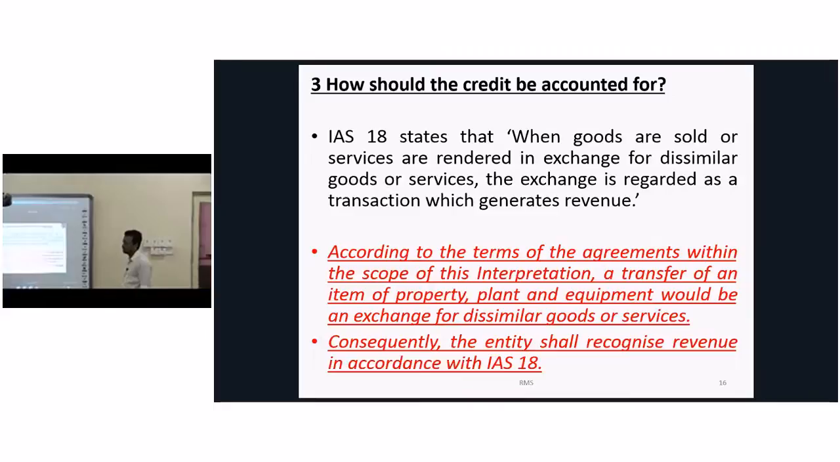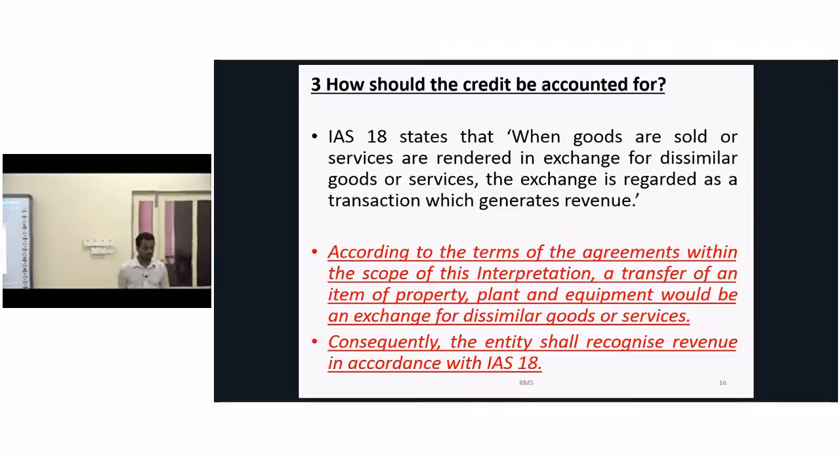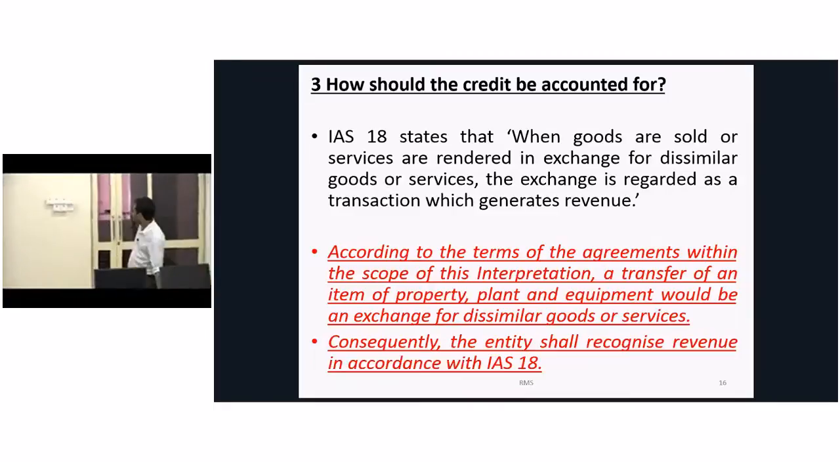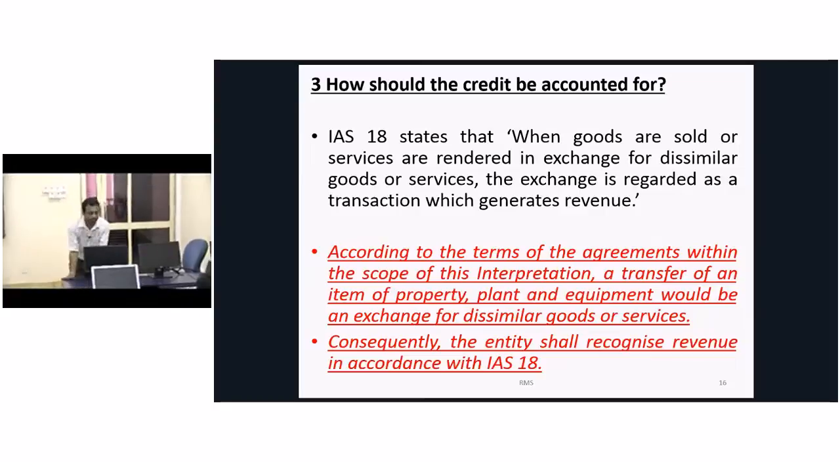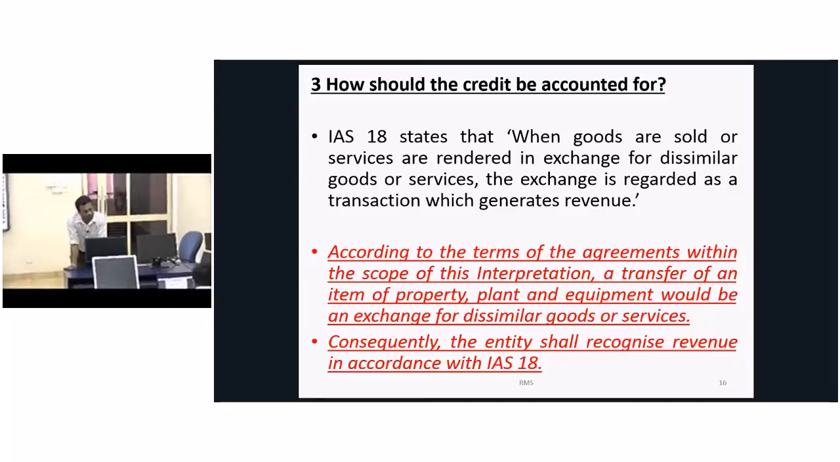Third question. We have only 4 questions here. What is the third question? How should the credit be accounted for? We have to put the credit entry. Look what it says. This is a crucial area. Now we know it is an asset. Initially it should be recognized at cost. If the cost is not available, take the fair value and recognize it as initial cost. But you go with the cost model, understand, and depreciate it.